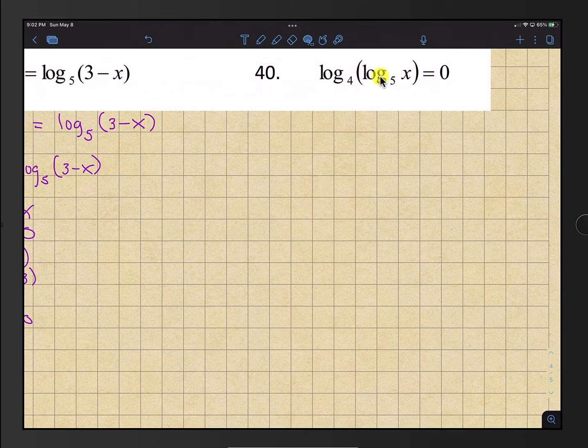So we have two logs here, but first let's look at the outer log. So we have log base 4 of something equals 0. Let's go ahead and convert that to an exponent. And that would be log base 5 of x equals 4 to the 0. 4 to the 0 is just 1. And now let's convert this to an exponent again. So that would be 5 raised to the 1 equals x. And of course 5 to the 1 is just 5, and that is our solution.